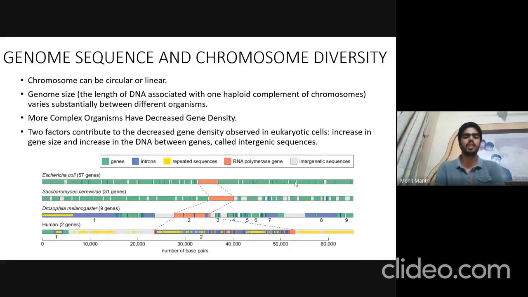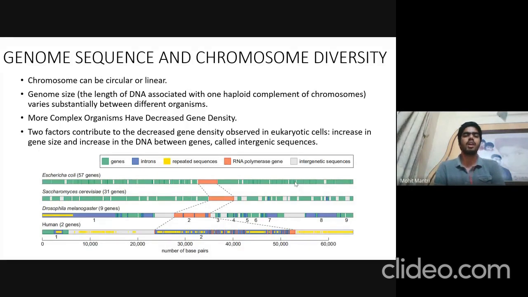So genome size is the total amount of DNA present in a haploid cell of an organism, and it varies in different organisms. Usually it is seen that as the complexity of organism increases, the genome size increases. This can be seen as we go from prokaryotic cell to unicellular eukaryotic cell and multicellular eukaryotic cell. But this is not always the case, and this is known as C-value paradox.